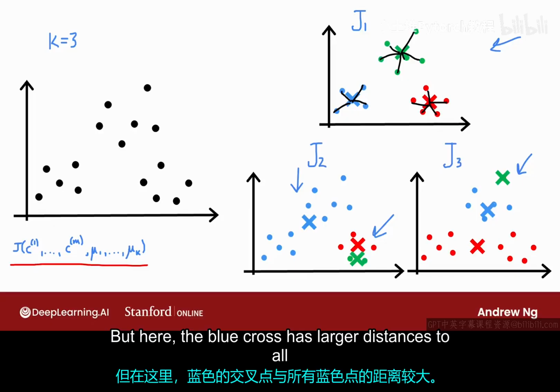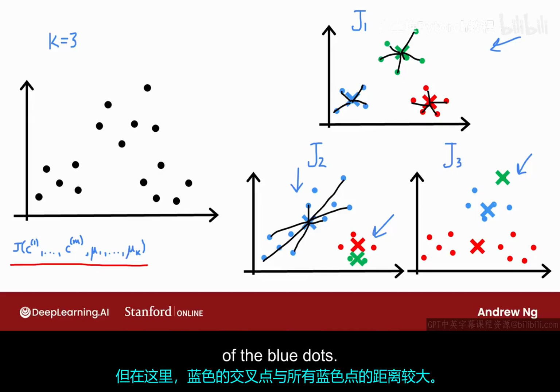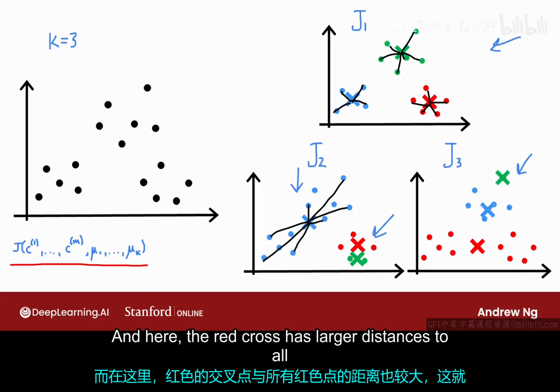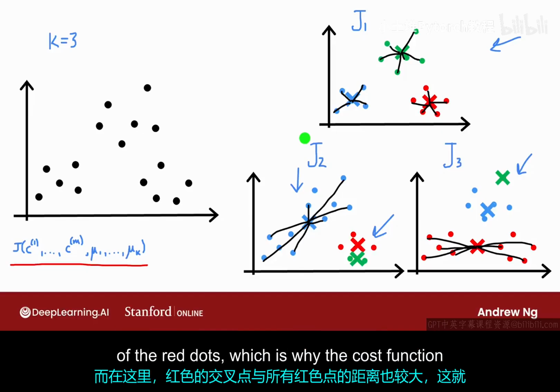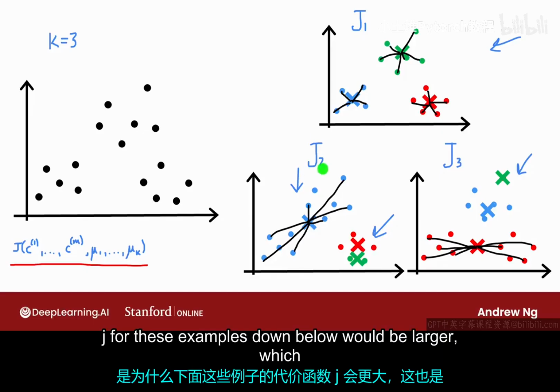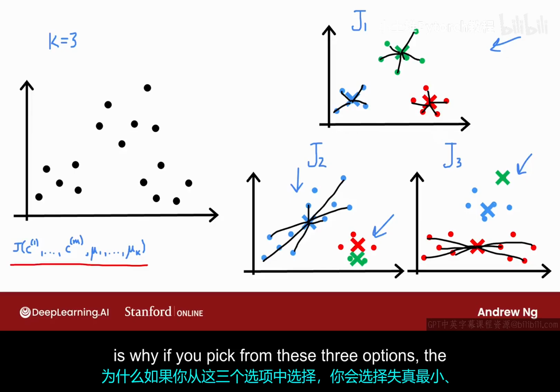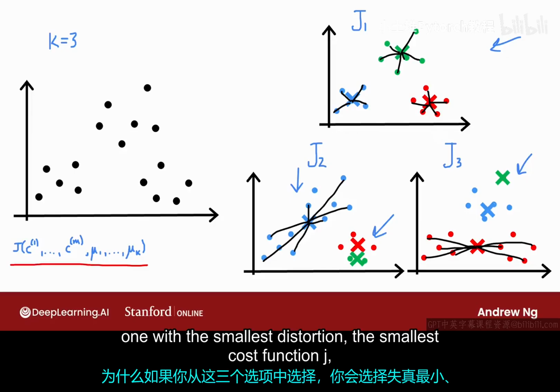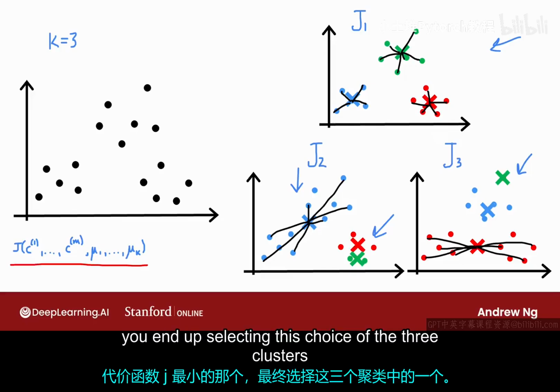But here, the blue cross has larger distances to all of the blue dots. And here, the red cross has larger distances to all of the red dots, which is why the cost function J for these examples down below will be larger, which is why if you pick from these three options, the one with the smallest distortion, the smallest cost function J, you end up selecting this choice of the three cluster centroids.